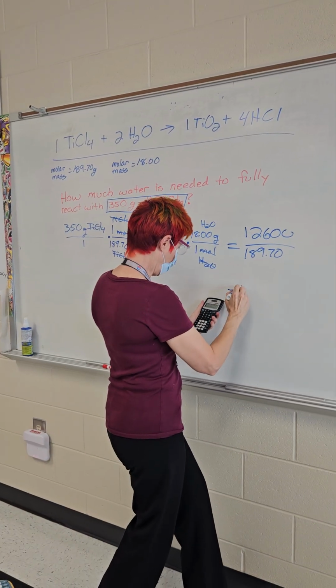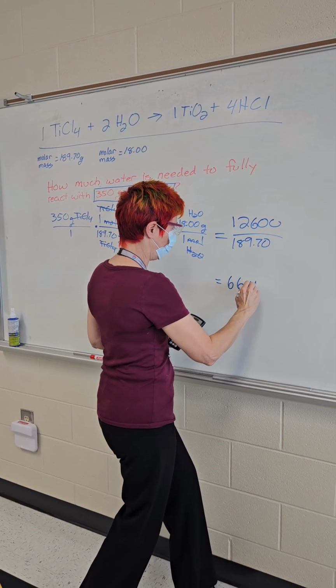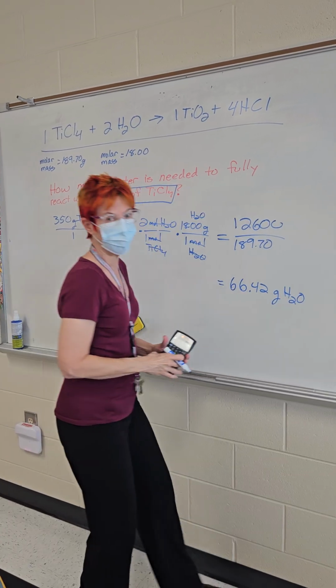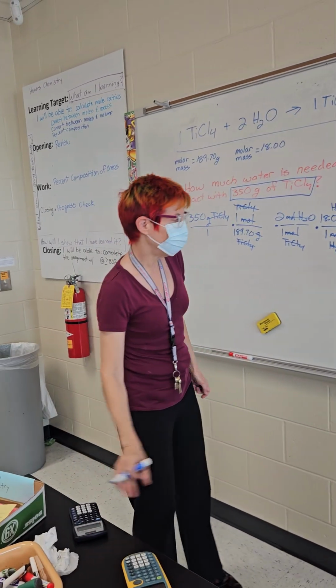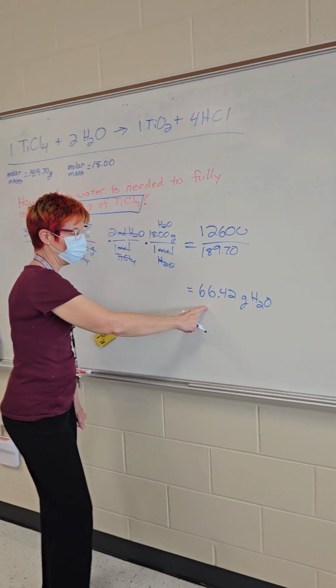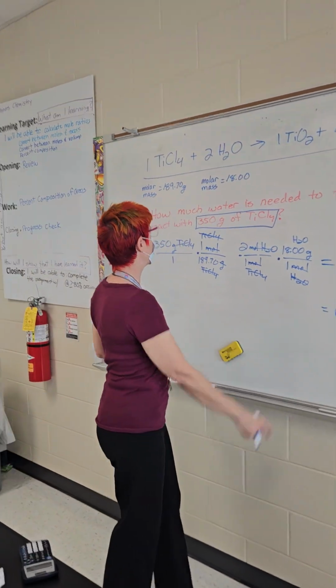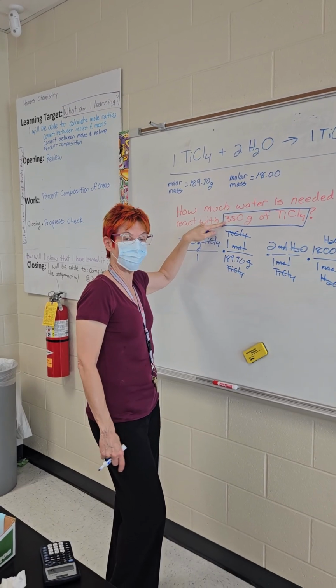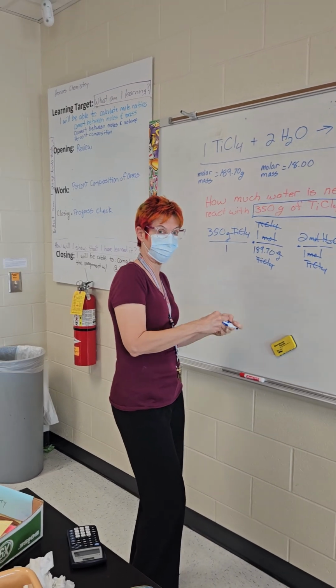Okay, and I end up with 66.42 grams of water. So then I would get a scale, I would measure out 66.42 grams of water, and that is going to be enough water to react with my 350 grams of titanium chloride. So now I could actually perform this experiment.